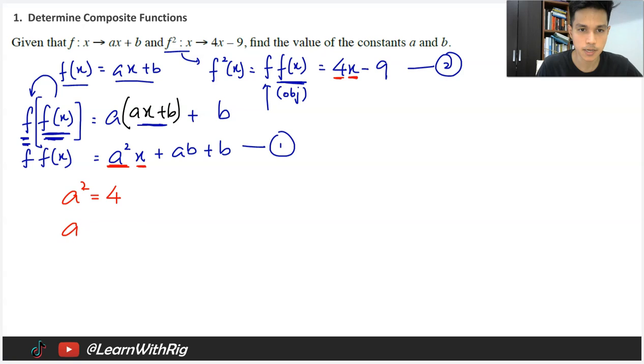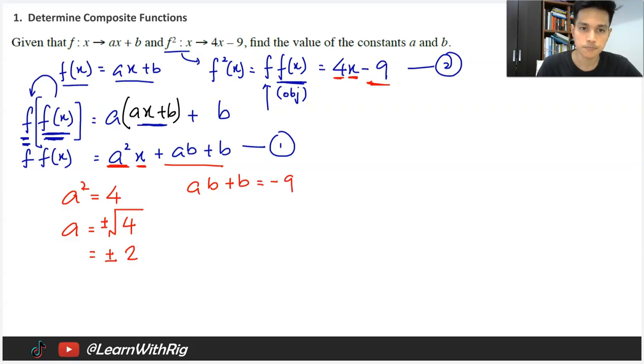Okay, so what is a? a is going to be the square root of 4. So you're going to get two values because it's plus minus. You're going to get plus minus 2. It can be a positive 2, it can also be a negative 2. So now you're going to compare the constant term at the back. So ab + b is going to be equal to −9. Okay, so you're going to get ab + b is equal to −9.